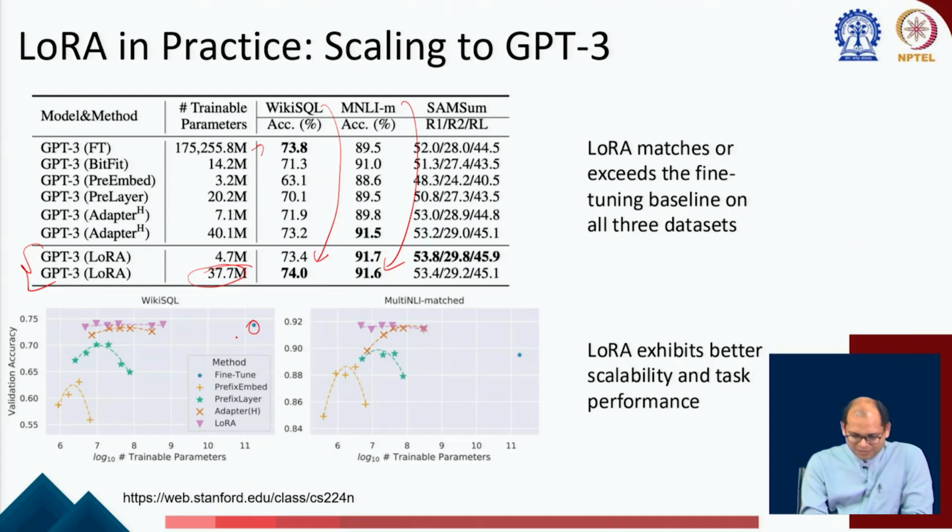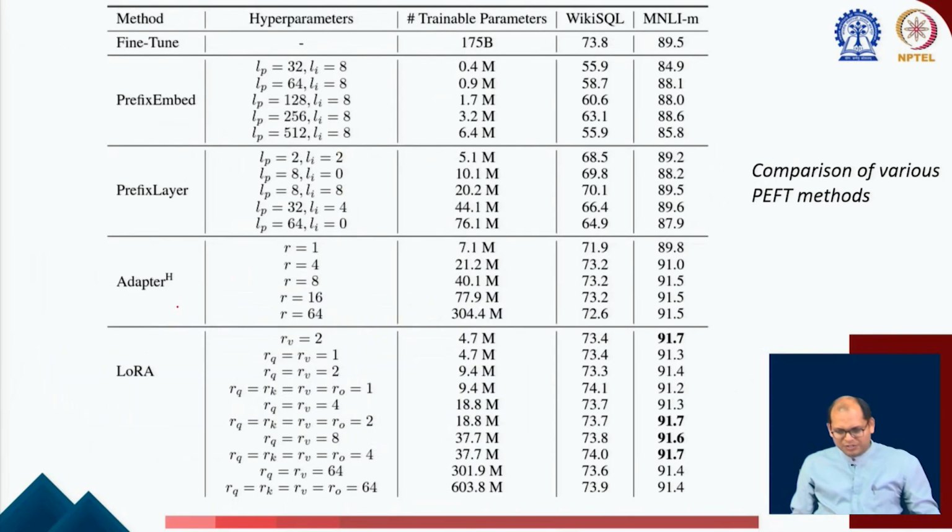So this is for full fine-tuning, which has a huge number of trainable parameters. But with LoRA, even with a small number of trainable parameters, you get a much larger accuracy than other methods. Adapters come close, but prefix layer and prefix embedding are quite low compared to what you get by LoRA. And this has nice scalability. You see that with different ranks, the performance is nearly the same across LoRA. So this was a very, very interesting result that this paper showed.